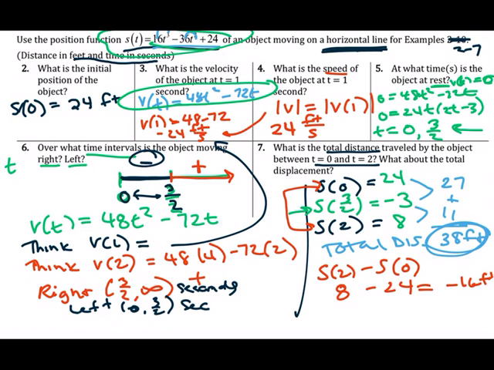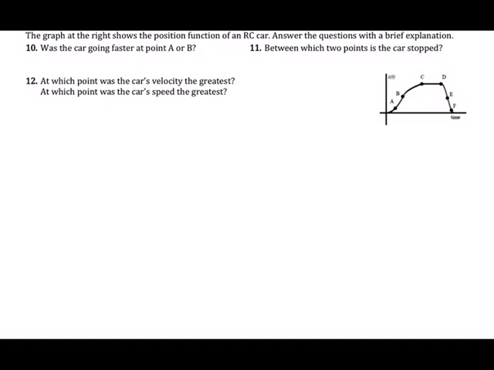All right, let's look through one more example. In this last example, we're going to look at a graph that relates position to time for a function of an RC car. And we're going to answer this question by looking at the behavior between each of these points, A, B, C, D, E, F. And we're going to tie that to the calculus talking about the rate of change or the derivative, which is really just the slope between potentially 2 points.